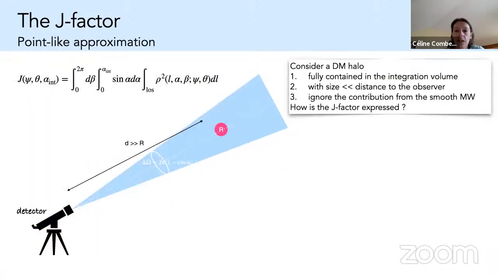Okay, so the first little toy model: I removed the galaxy. Let's forget about the Milky Way. I have a halo that is fully encompassed in my line of sight, and the distance from the observer is really large compared to the size of the halo. So what I want you to think of quickly is, how do I compute the J factor? How does this get simplified with those assumptions? I'm going to wait maybe 30 seconds if someone wants to tell us what they think would happen. This should become much simpler.